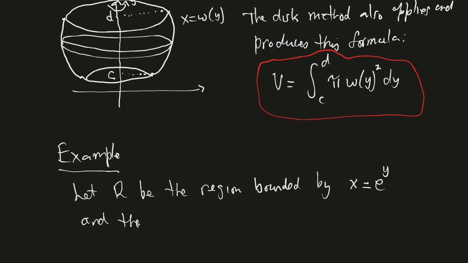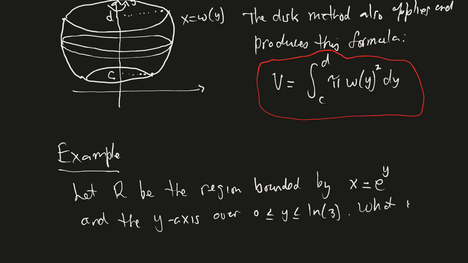And the y-axis, right? So it's bounded between that curve and this axis over the interval. And let's say this one goes from 0 up to the natural log of 3, right? So that's our region. What is the volume formed?